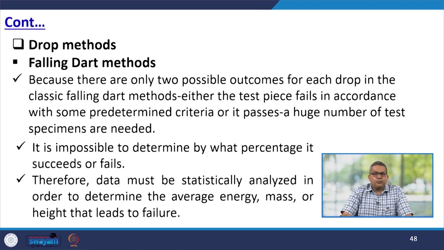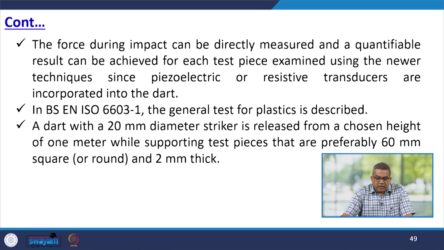Drop method, the falling dart method. Because there are only two possible outcomes for each drop in the classic falling dart method, either the test piece fails in accordance with some predetermined criteria, or it passes. A huge number of test specimens are needed. Now, it is impossible to determine by what percentage it succeeds or fails. Therefore, the data must be statistically analyzed in order to determine the average energy, mass or height that leads to failure.